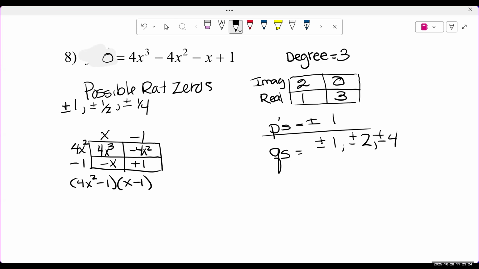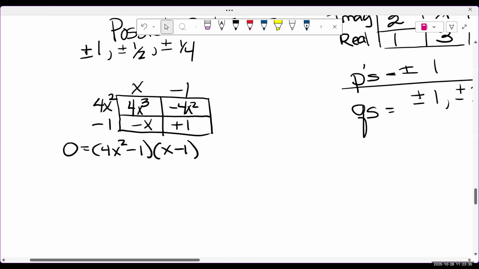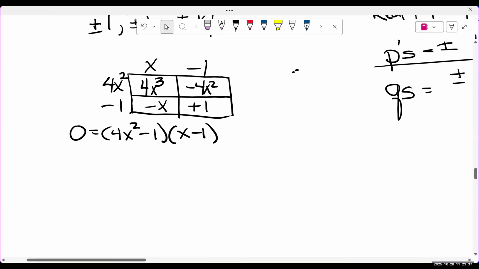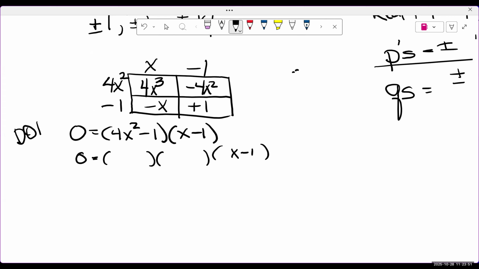and x minus 1. So if you can factor it, especially if it's a degree 3 and you can factor it and bring it down to a degree 2, now I could see that this one is factorable again. So we have x minus 1 over here. 4x squared minus 1 is the difference of two squares. So we have 2x plus 1, 2x minus 1.